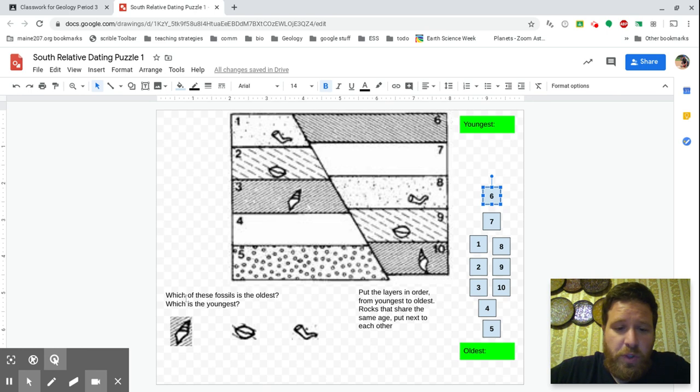Now, it says, which of these fossils is the oldest, which is the youngest? This is, once again, the law of superposition. So since this fossil is beneath these ones, the fossil found in rock layer 3 or rock layer 10, since it's the same fossil, would have been the oldest. And yeah, that's this puzzle in a nutshell.